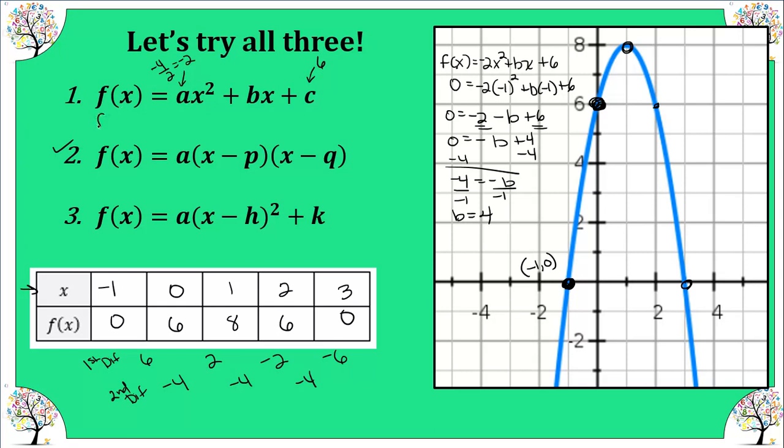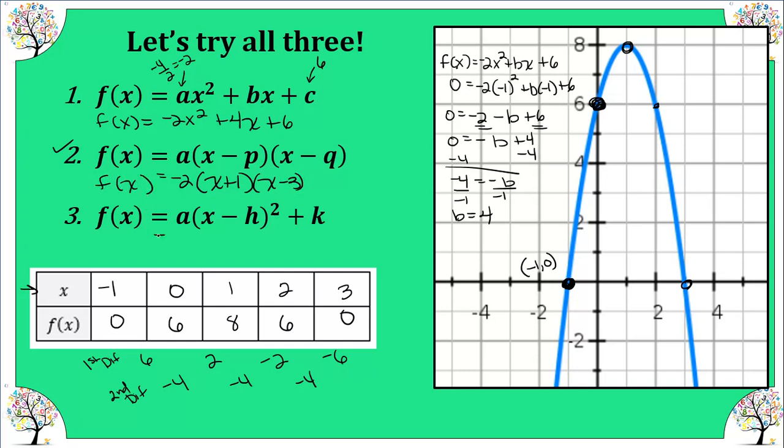So we're going to write this. We have f of x equals -2x squared plus 4x plus 6. Now that we know our a value is -2, we can simply say -2, and we have x minus -1 and x minus 3.